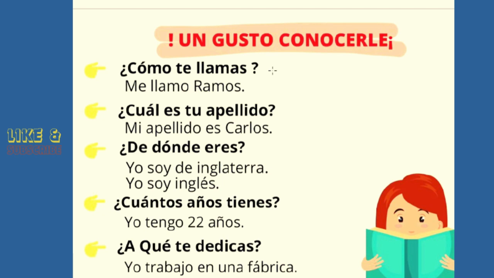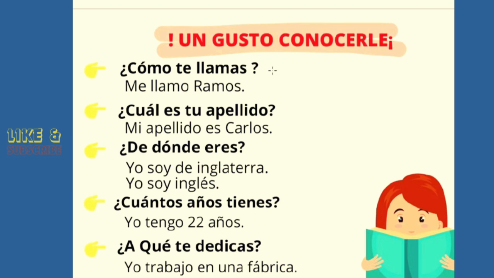So te llamas is a conjugated verb and te is a personal pronoun of the verb llamarse. So basically the original verb is llamarse. It means to call oneself. And te llamas is you call yourself. Te is yourself and llamas is you call. Okay, so basically person पूछ रहा है कि आप खुद को कैसे बुलाते हैं.